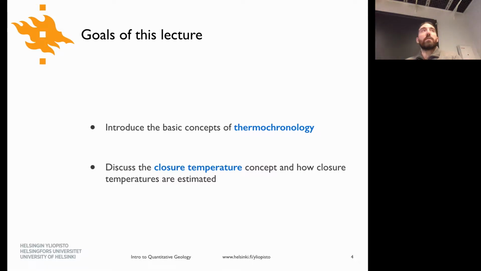So we're going to start by introducing what the concept is, what is thermochronology, and then talk about something called a closure temperature, which is closely related to thermochronology, and at the end talk about how we can estimate this closure temperature, which is what the code you'll use for this week's exercise does.